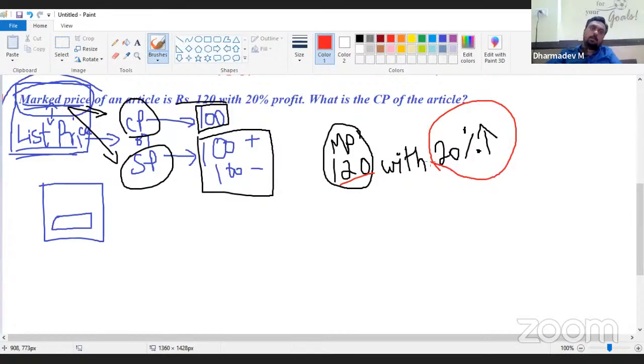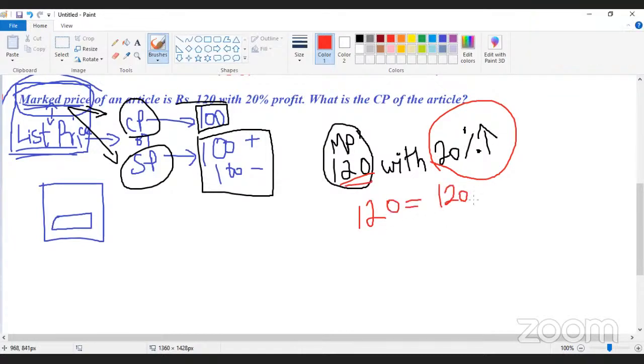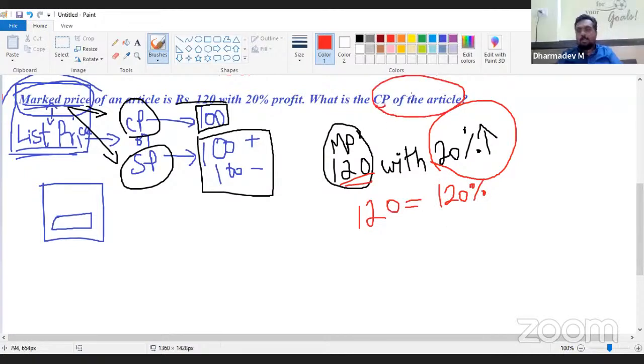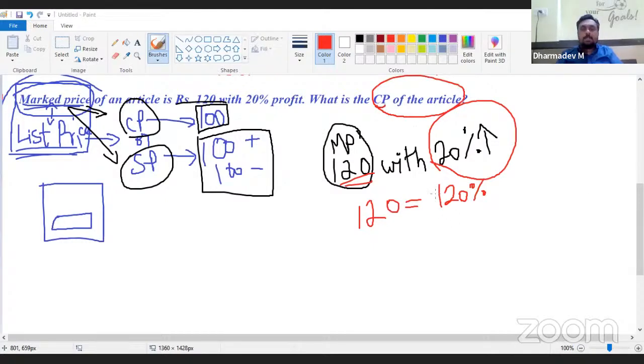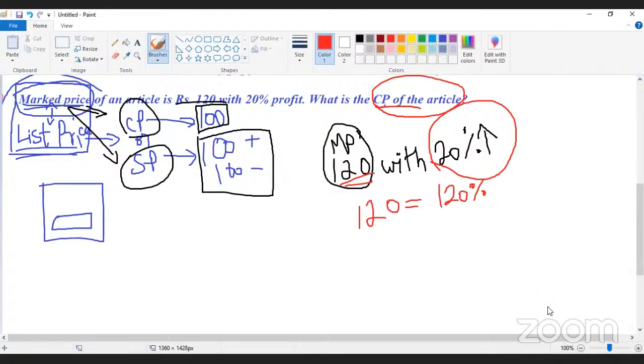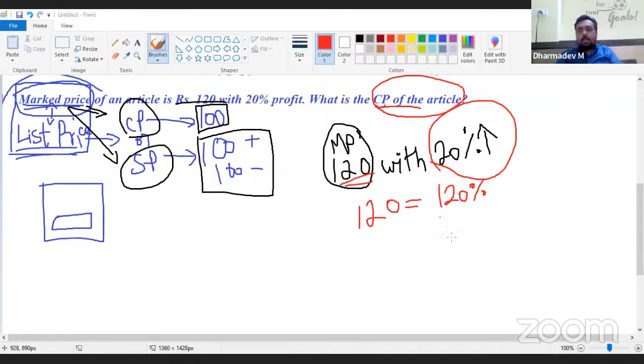See, mark price is 120 with 20% profit. Understood? So it could not be 100, it is going to be 120. So 120 rupees is equal to 120%. They're asking to find what is the cost price. What is the cost price in percentage? 100. Yes. So find it for what is 100.